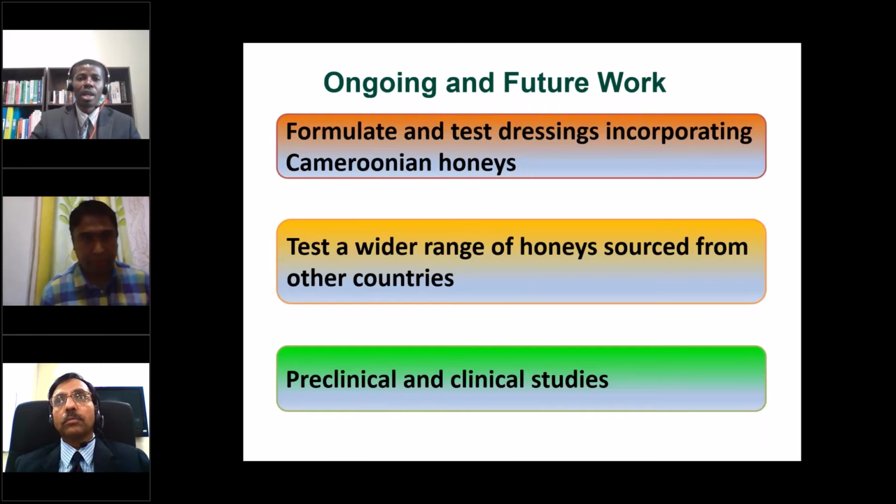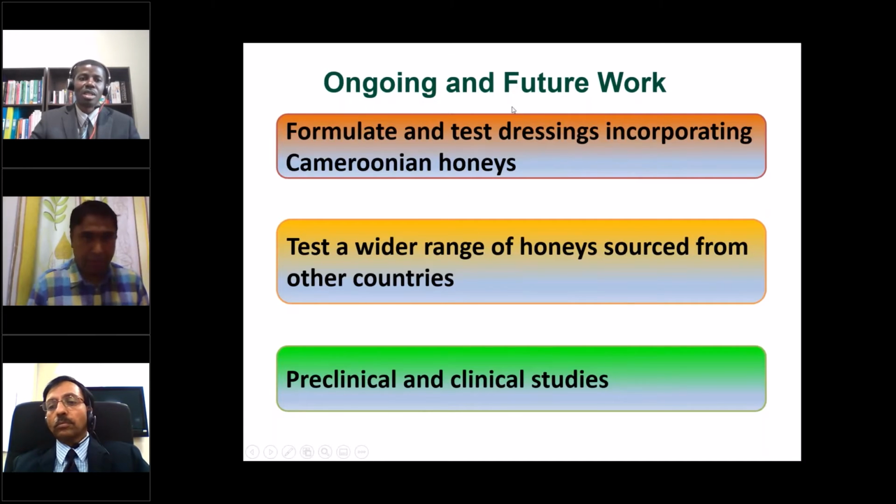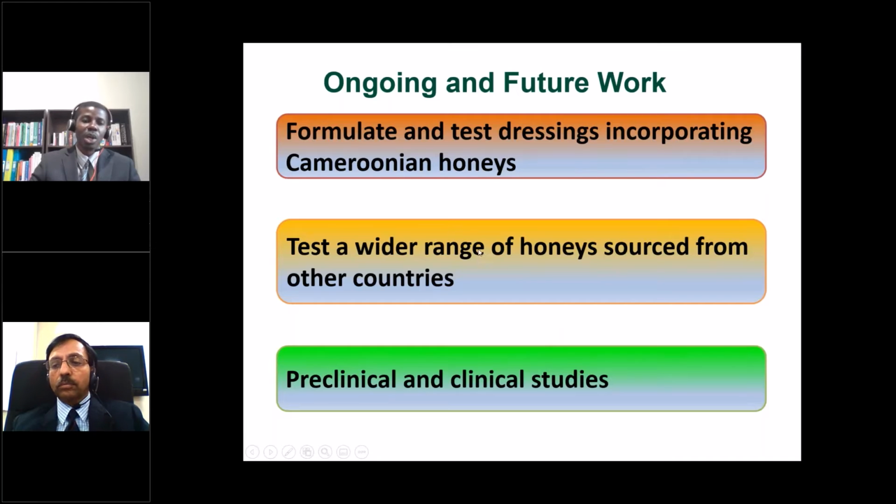So some ongoing work and future work. Currently we are formulating and testing dressings that incorporate these honeys. We're also testing a wider range of honeys sourced from different countries. And in fact, I've just had a project completed by some of my undergraduate project students where we tested honey from Canada, from London, and from Romania, where this project student was from. And hopefully we'll publish that soon. And in the future, we are hoping that we'll be able to do some preclinical animal in vivo work. And then once that is successful, then we would work with our clinical partners to undertake some clinical studies as well.